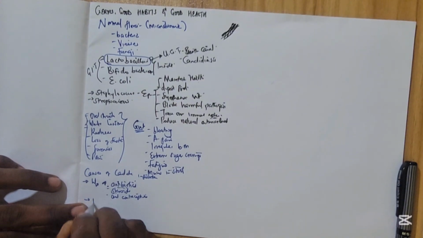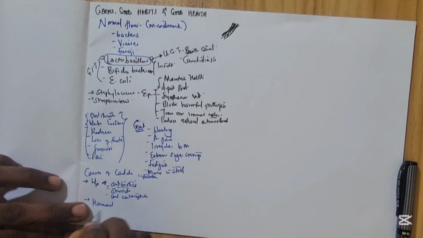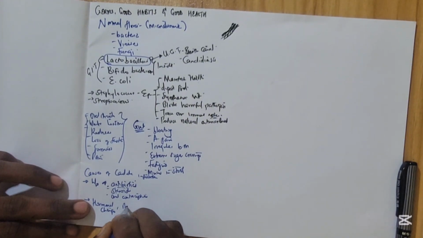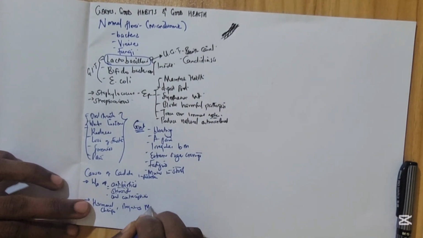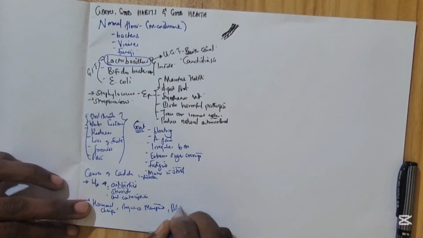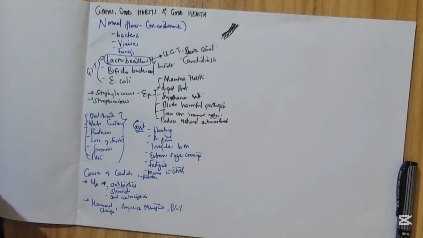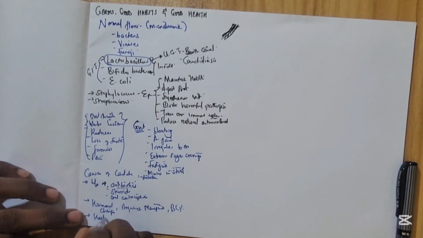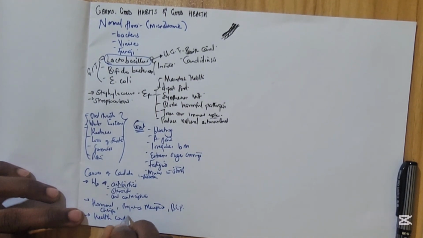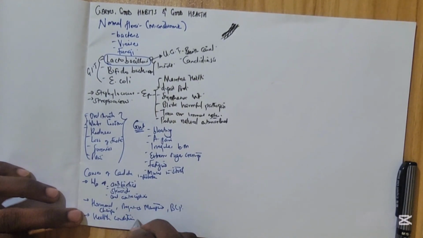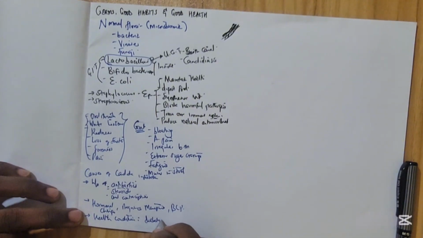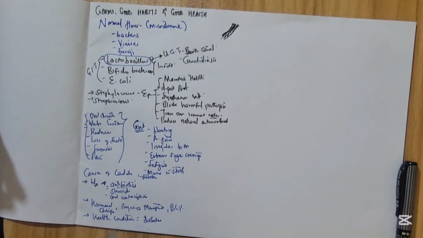We have hormonal changes. What are these? Some of the things that cause hormonal changes may be pregnancy, menopause, or birth control pills. I think I've talked about that. Then health conditions, especially conditions like diabetes, because of the much sugar, it gives room for the yeast to grow.